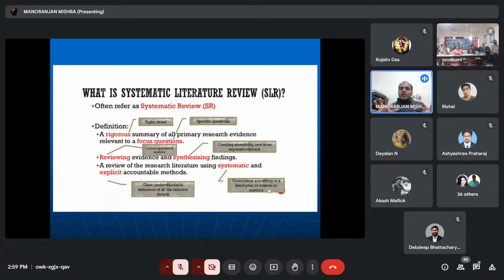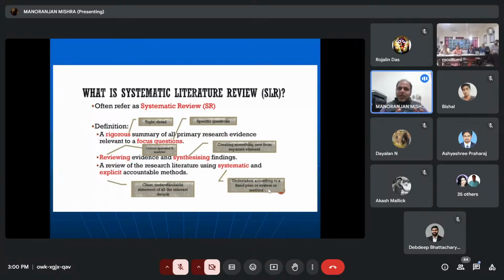A review of research literature using a systematic and explicit accountable method. So what I am saying is that you have to follow some kind of quality methodology which has already been fixed, a clear understandable statement of all relevant details, then undertaken according to a fixed plan or system or method. When I say SLR, these are the things which you have to keep in mind.